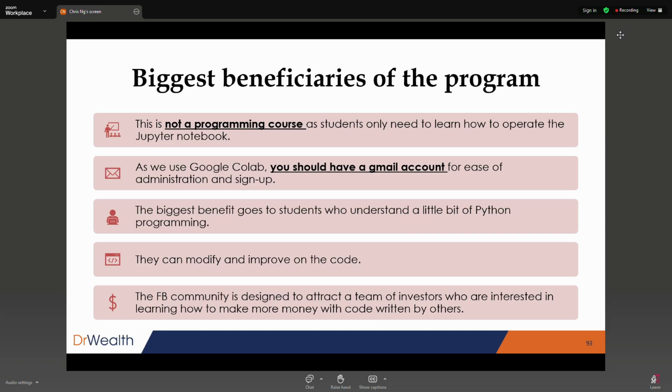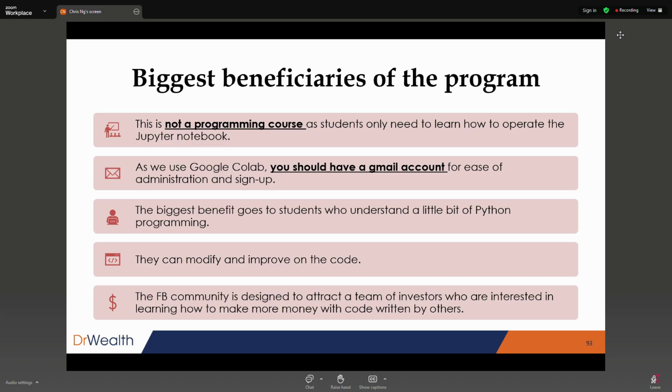Obviously, if you know a little bit of programming, the biggest benefits go to you because you can modify, you can improve the code, right? And the Facebook community is designed to attract a team of like-minded people who are interested in learning how to make money with the code written by others, right?